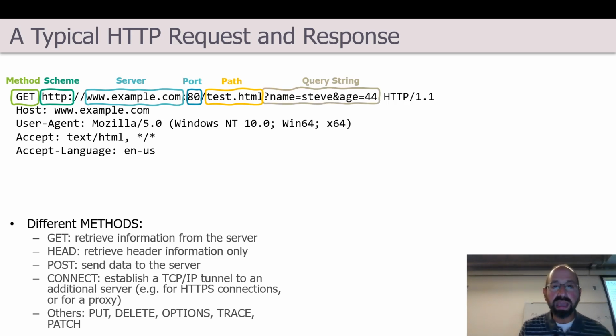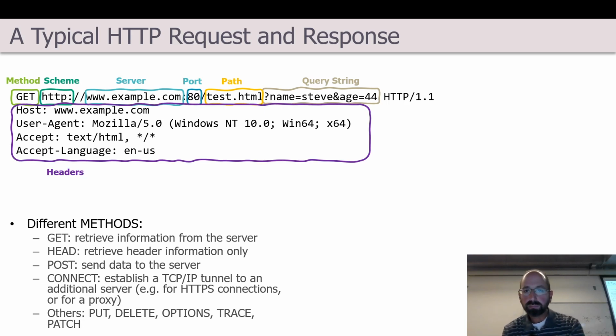And then optionally, you may have some additional query string associated with that. What happens with that string is sort of site and server dependent, but there's a standard syntax for providing a query string where you're basically providing variable and value pairs. We have a variable we're passing, or parameter, called name, which we're saying is Steve, and age equals 44.